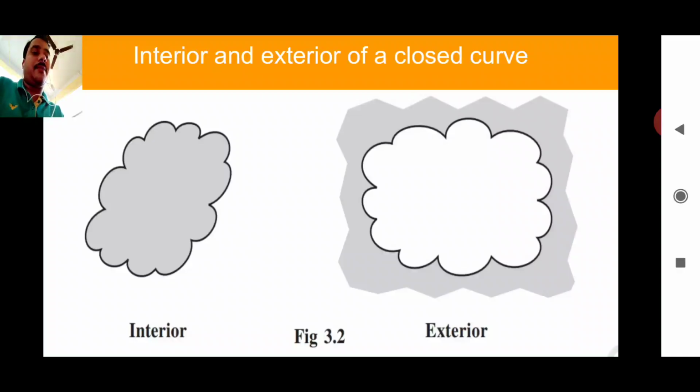Interior and exterior of a closed curve. Student, here you can see there are 2 different images. In the first image, it shows the interior, meaning the gray part inside the closed curve is known as the interior, and the second one, the outside of the closed curve, is known as the exterior.